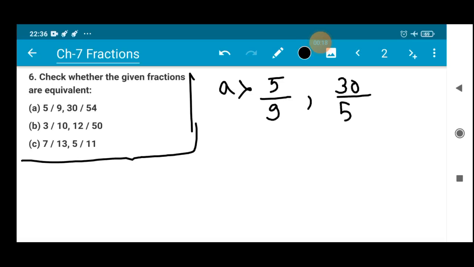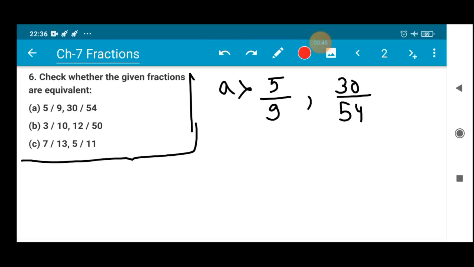30 by 54. You have to check whether the given pair of fractions is equivalent or not. Looking at the first side, you will not be able to figure out whether they are equivalent or not. You will directly say that no, they are not equivalent, because here the numerator is 5, here it is 50, here it is 9, here it is 54. So how are they matching? No, they are not matching.